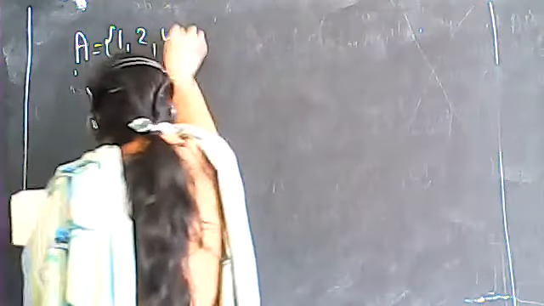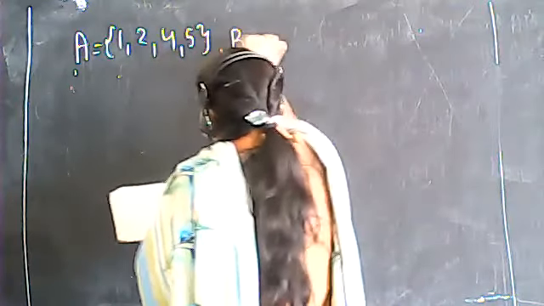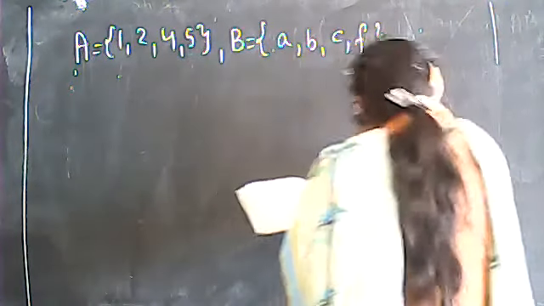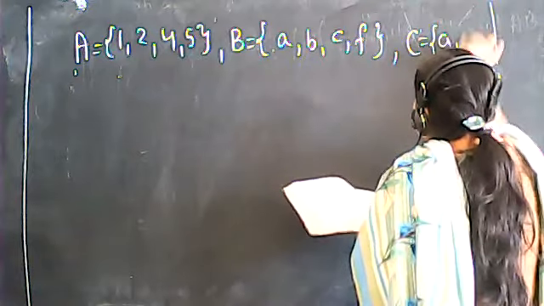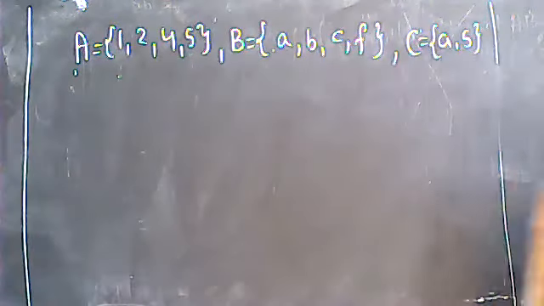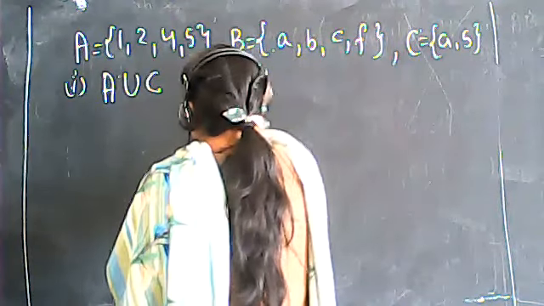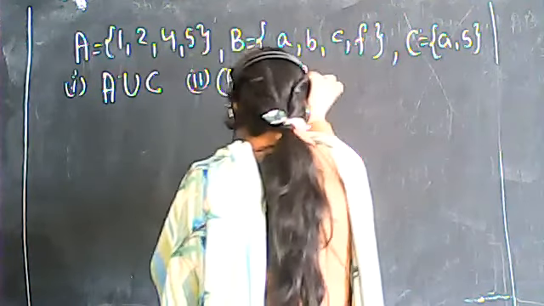So next question is based on Cartesian. Please note down the statement. If set A is equals to {1, 2, 4, 5}, set B is equals to {A, B, C, F}, and set C is equals to {A, 5}, then calculate A union C. This is the first part, and second, A union C cross B.